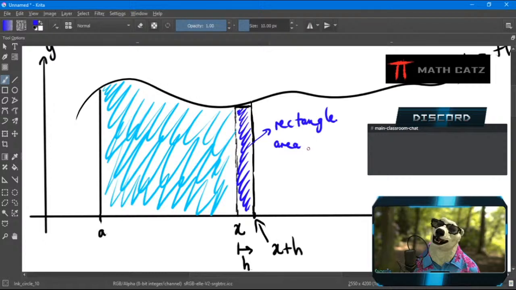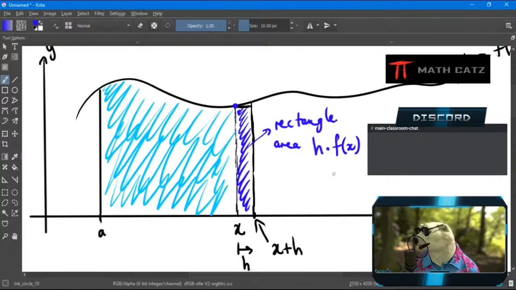Its area is the height of the rectangle times the width. Well, the width is h. The height of the rectangle, it sits at x. It's a point right there on the graph. How do I find the height? It's the y value, so it's f of x.